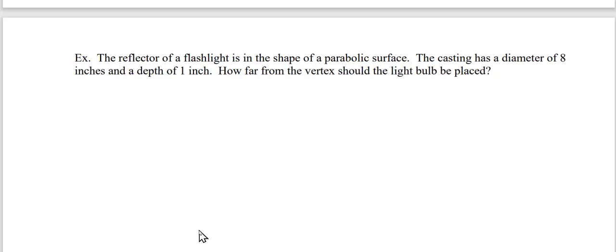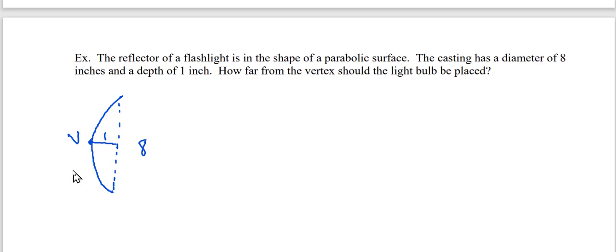Let's talk about this. I want to draw a picture here. We have a diameter of 8 inches and a depth of 1 inch. So let's draw this. Oh shoot, that doesn't look super good. It's pretty narrow, or not very deep compared to its width, right? That's why I was trying to draw this parabola, where this is 8 and this is 1.